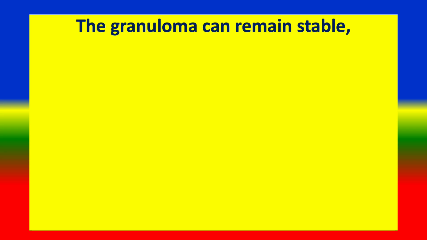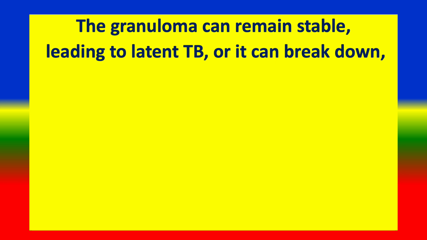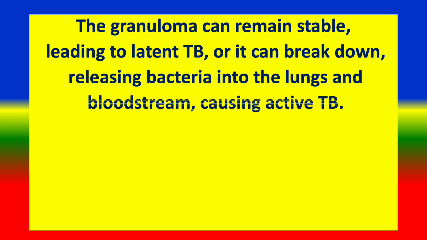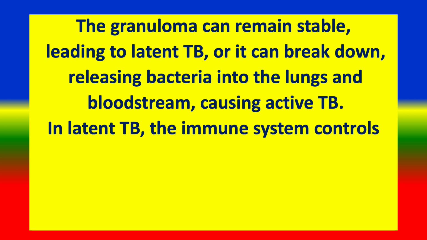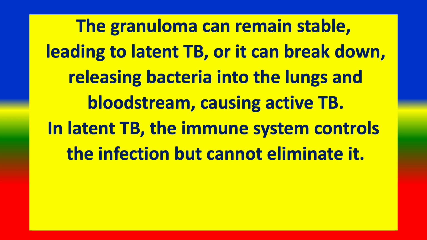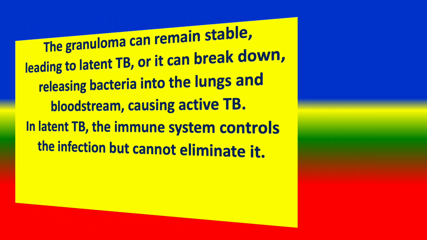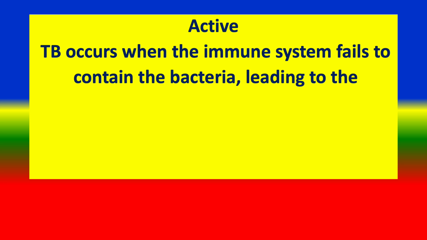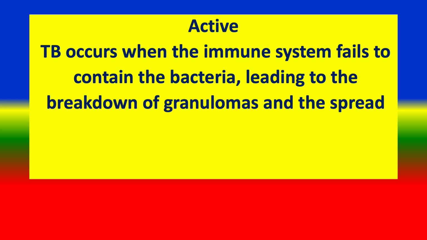The granuloma can remain stable, leading to latent TB, or it can break down, releasing bacteria into the lungs and bloodstream, causing active TB. In latent TB, the immune system controls the infection but cannot eliminate it. Active TB occurs when the immune system fails to contain the bacteria, leading to the breakdown of granulomas and the spread of TB.